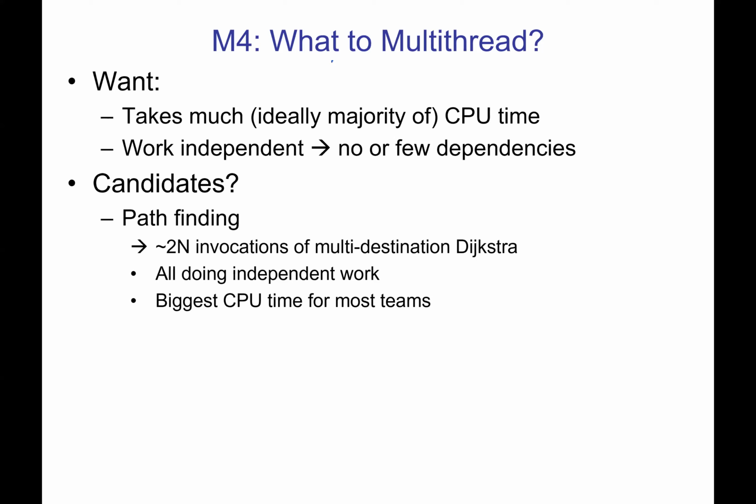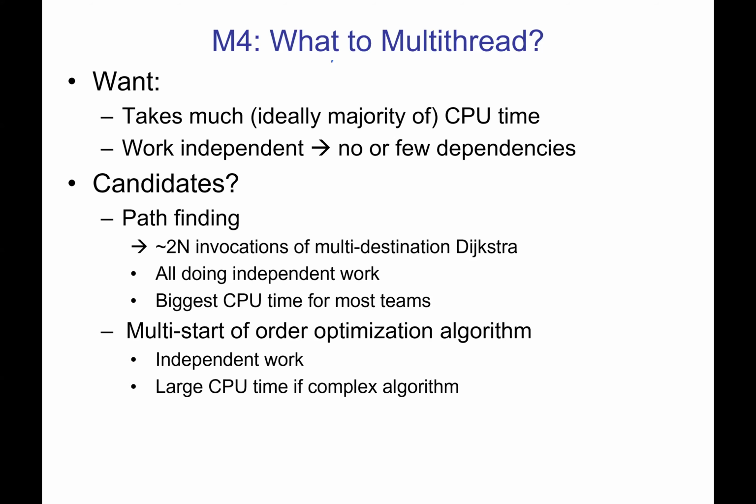They're all starting from a different source and finding the shortest travel time to all of the interesting destinations. So those are totally independent. And it takes a reasonable amount of CPU time that you need to finish before you can go on to optimizing the delivery order. So that's a pretty reasonable thing to make parallel.